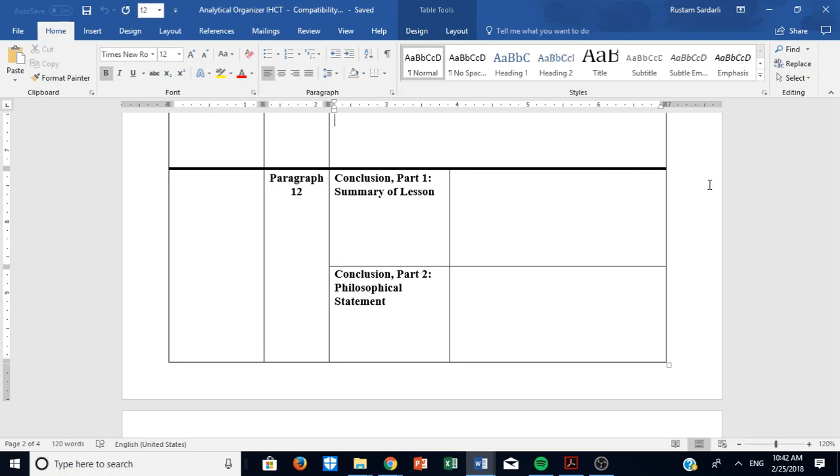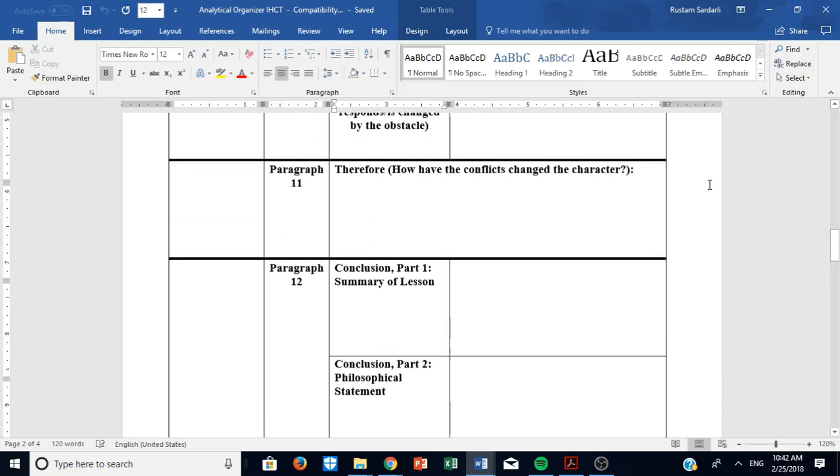Secondly, we're going to take a look at what's called the philosophical statement, a generalizing statement, a universal statement. These all work, but really what we're trying to do here is, well, what can society learn from the experiences of the character, or how do the experiences of the character reflect some aspect of society? This is really where you're imparting your wisdom.